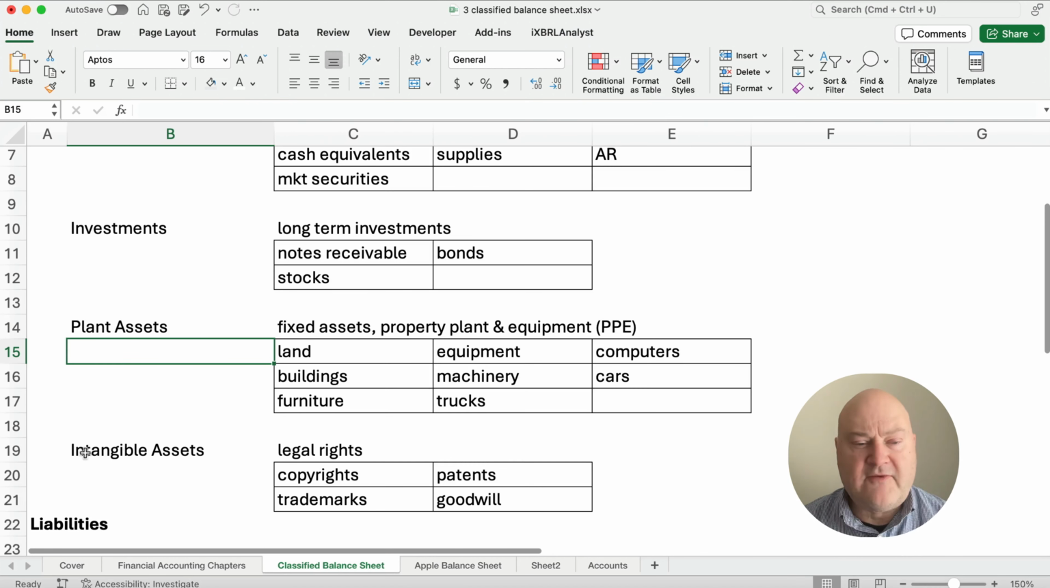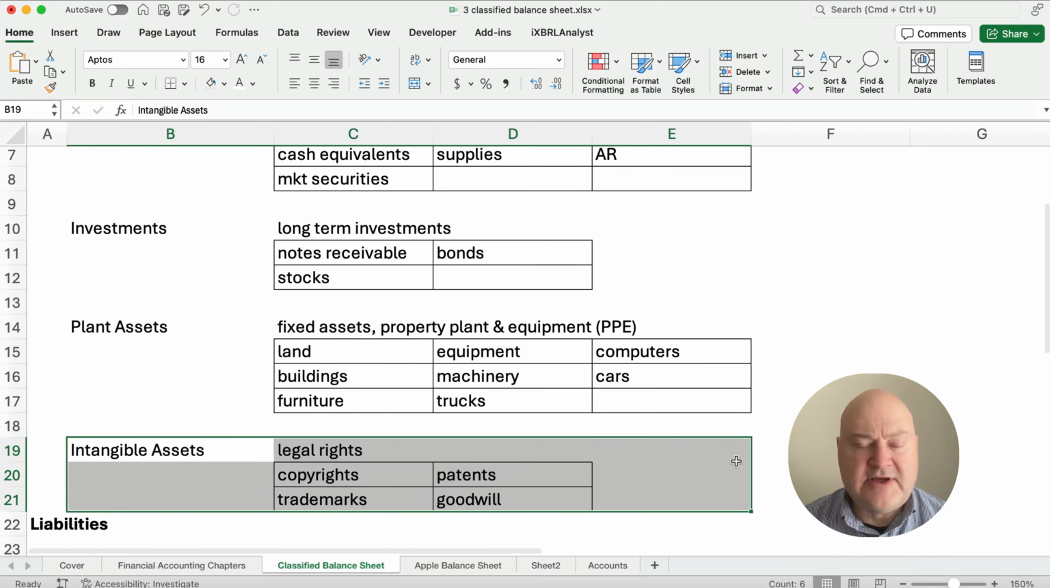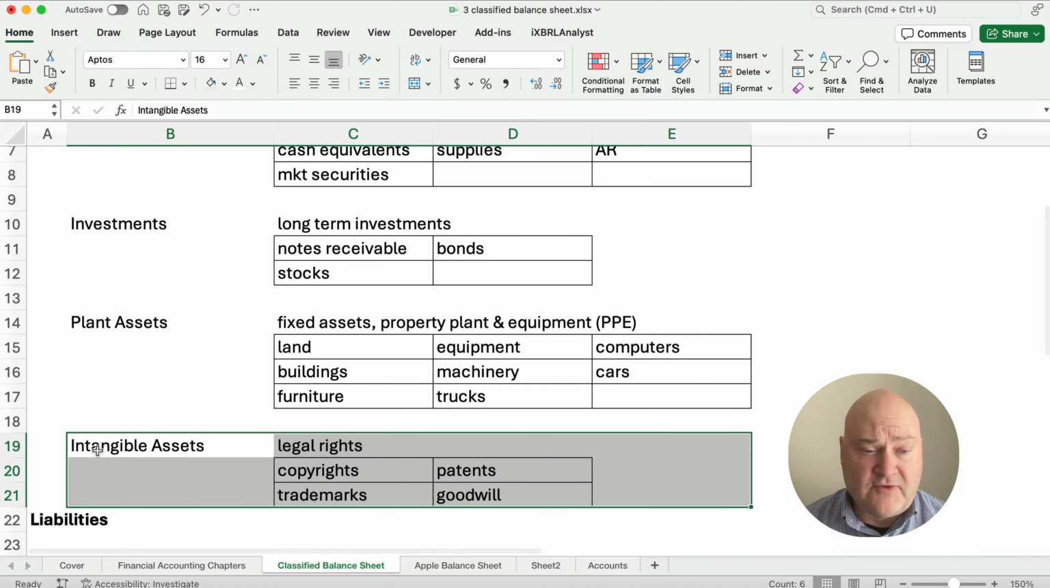Now, the last category of assets are intangible assets. So these are legal rights like copyrights or trademarks or patents, goodwill, so on. So these are at the fair value of those assets, those intangible assets, legal rights.